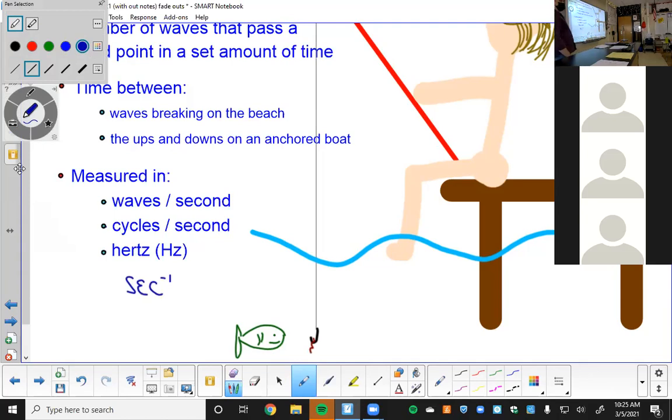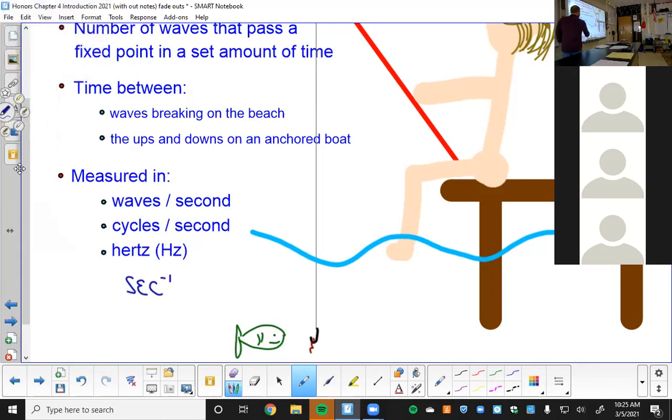Seconds to the negative one, which is the same as one over seconds. One over seconds. Something per second. When you're trying to make units cancel out, that's actually the nicest way to see how the units cancel out. But we'll always label frequency in hertz, but it's really equivalent to any of those.